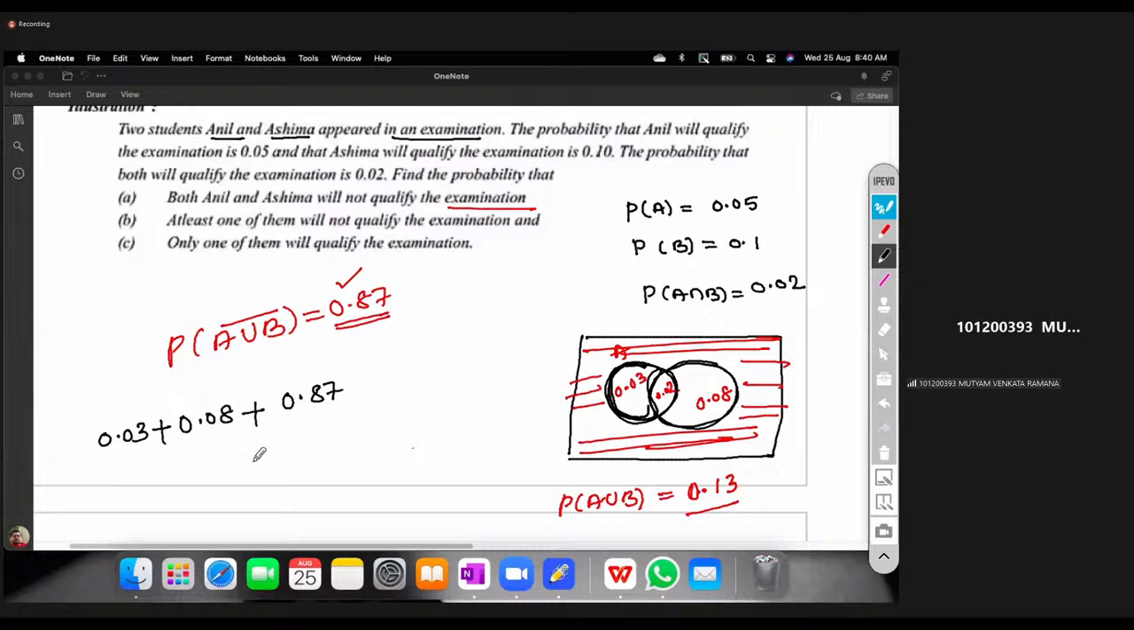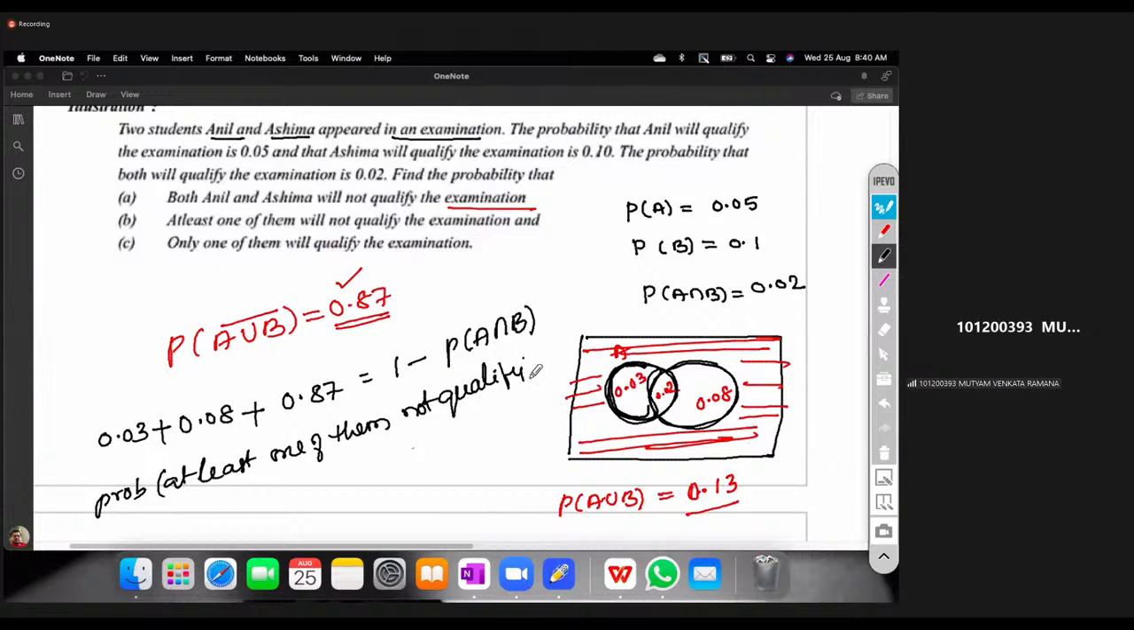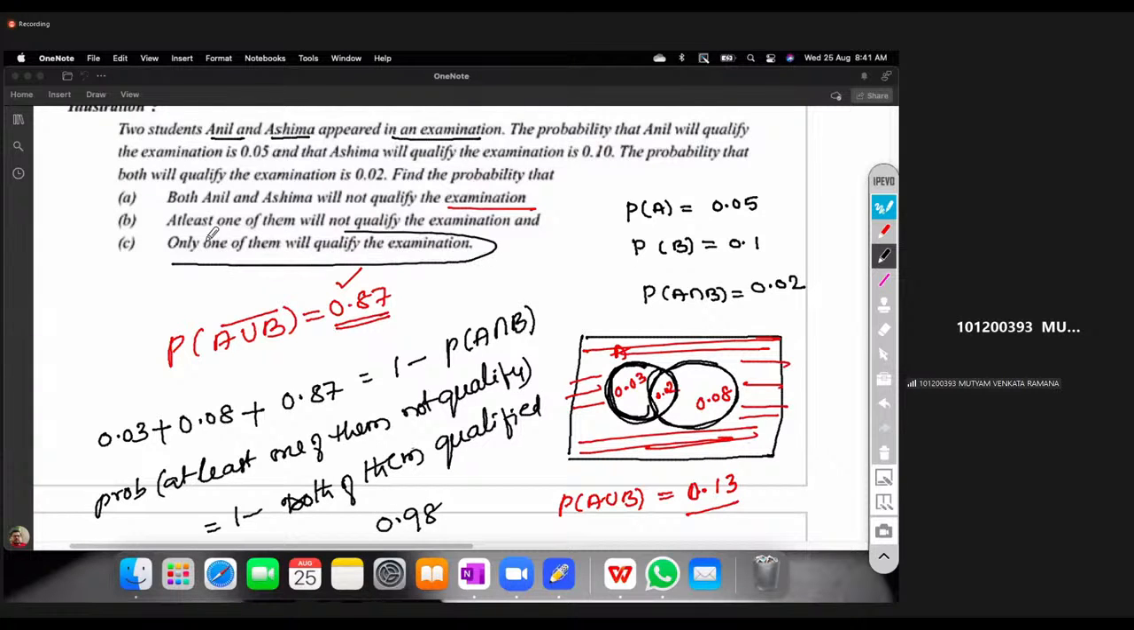Okay. So this is equal to, what will happen? It is simply 1 minus probability of A intersection B. So probability of at least one of them not qualified is equal to 1 minus both of them qualified. So it will be 0.98. Only one of them will qualify the exam.